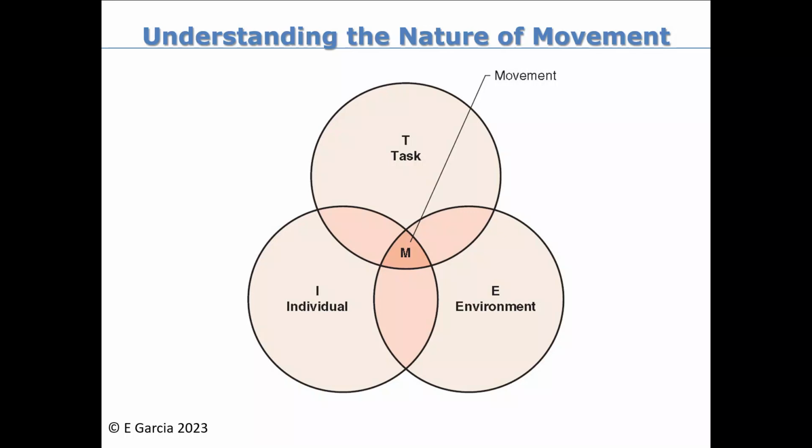So this relatively boring graphic can get interesting quickly. We're looking at the nature of movement. How is a movement produced? Well, there's an individual that's in an environment who must perform a task, right? Easy. Let's make that a little stranger.